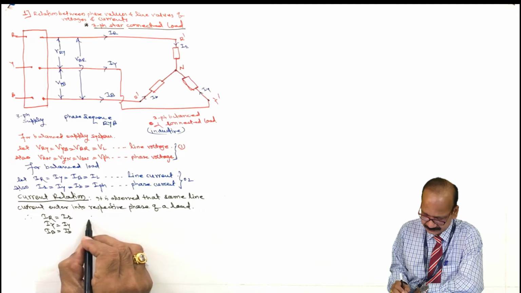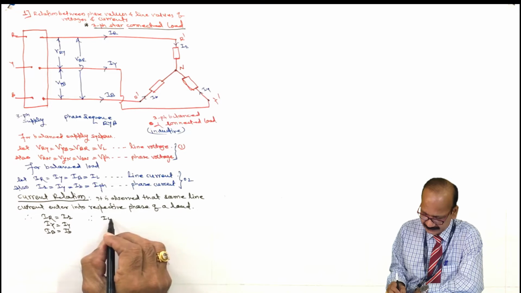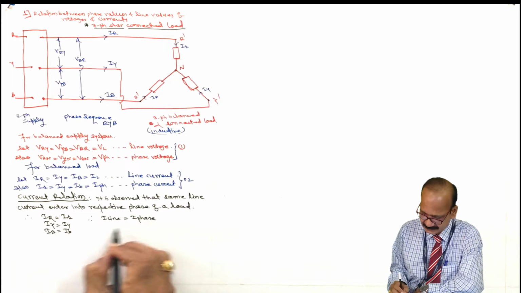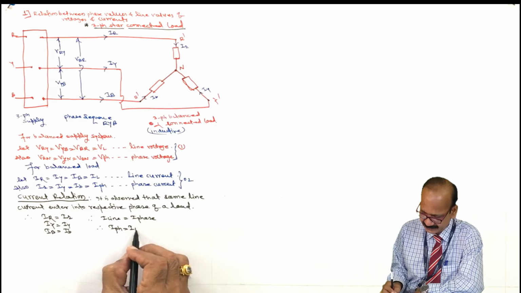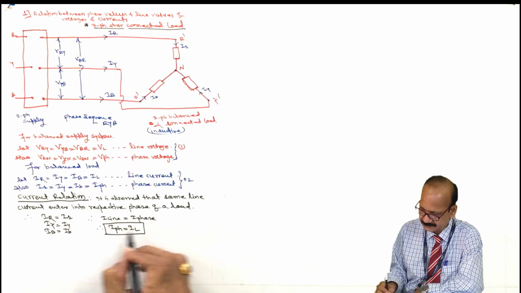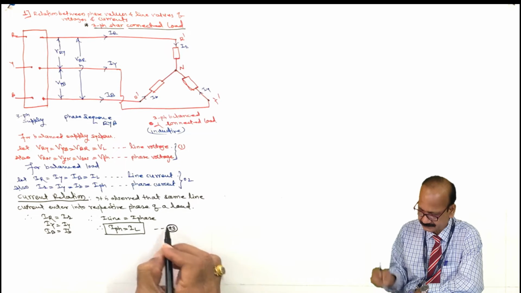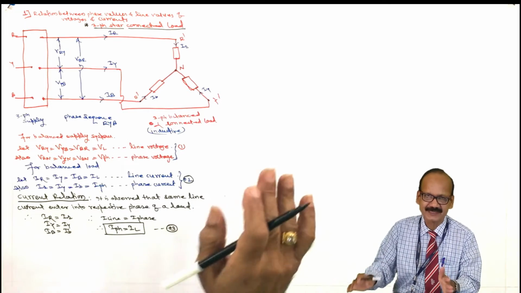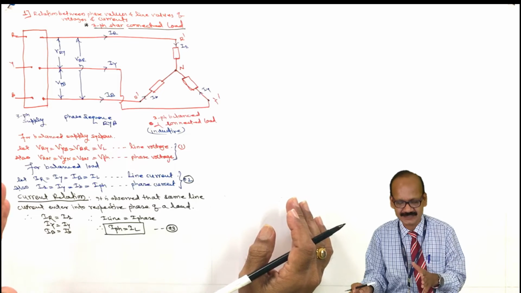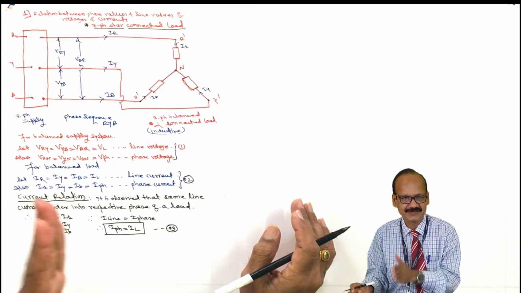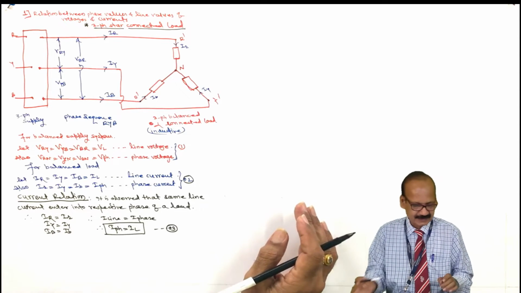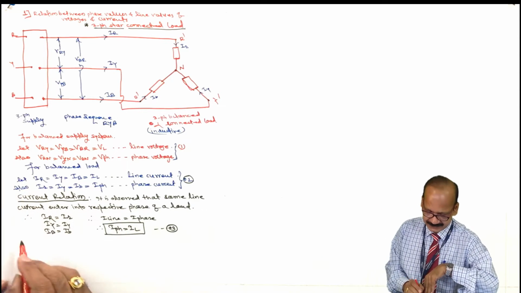Therefore, I line equal to I phase. Thus, we can write IPH equal to IL. So here, we can make the statement, in case of star connected load, the phase current equal to line current, or we can say line current equal to phase current. Now see the voltage relation.